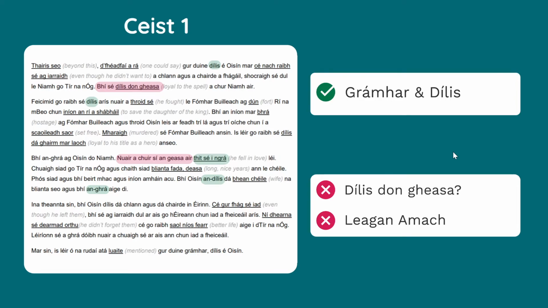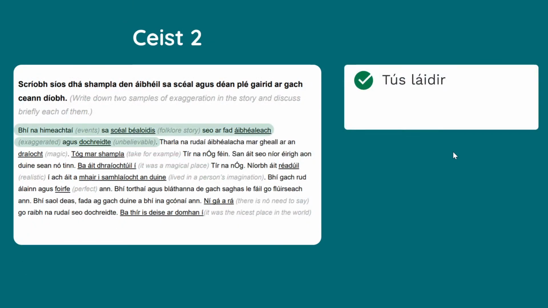Then the student decided to tackle Áféil. Really strong start, starting with Bhí na himachtaí sa scéal béilide seo ar fad ábhéalach agus docreite, indicating immediately the student understands exactly what Áféil means and where they spotted it throughout the story. Lovely phrase in Ach áit a war is saoilíocht an duine. Lovely turn of phrase, really pretty.